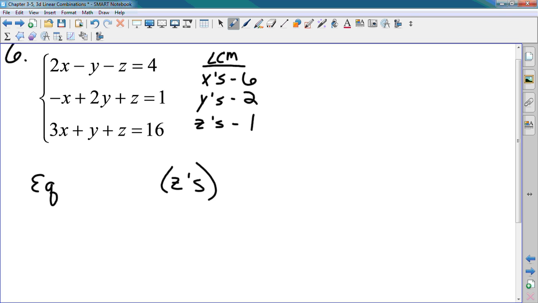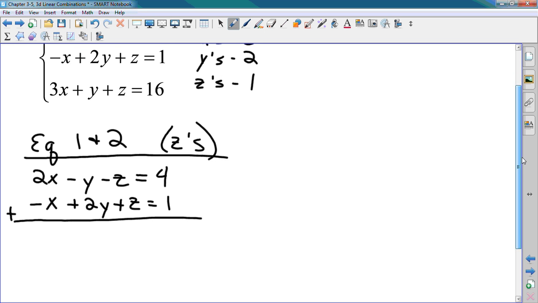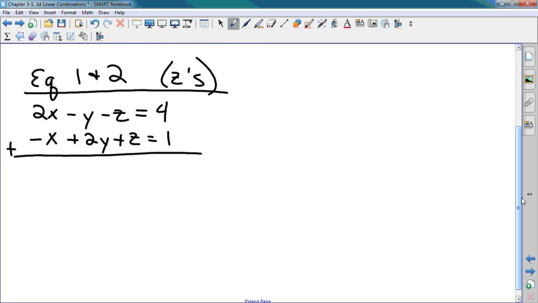So I'm going to choose equation 1 and 2. Those are really nice because these will eliminate and we don't have to multiply either equation by anything. So I'm going to choose equation 1 and 2, and add them to eliminate my z's. Two x minus x is just x. Negative y plus 2y is just y. My z's cancel, equals 5.